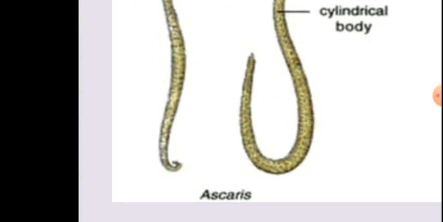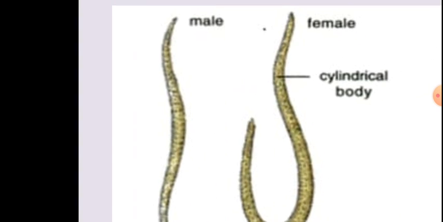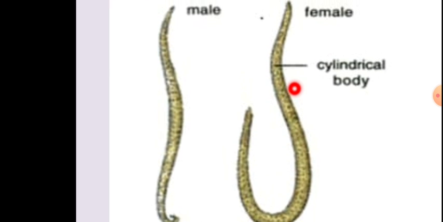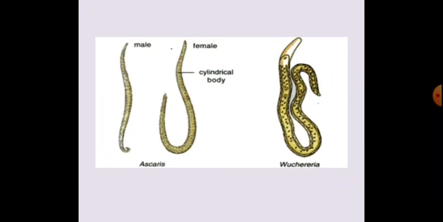Female is always longer than male. In Ascaris, sexes are separate. That means one male is there, one female is there. But the speciality is that the female is always longer than the male. See this? Female is tall and male is short. So sexes are distinct, and in Ascaris the female is always longer than the male.